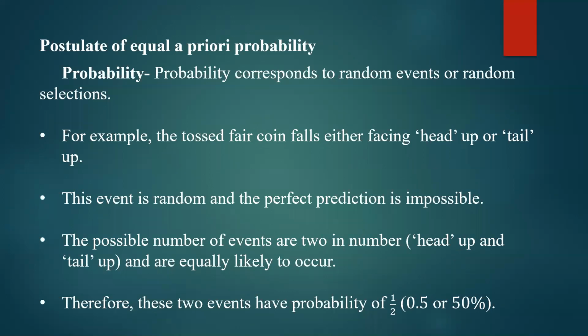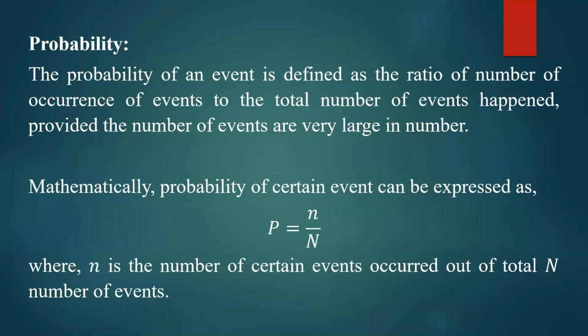So how do we define probability then? The possibility of occurrence of the event is 50-50 here. In general, how do we define probability? The probability of an event is defined as the ratio of the number of occurrences of the event to the total number of events that happened, provided the number of events is very large.